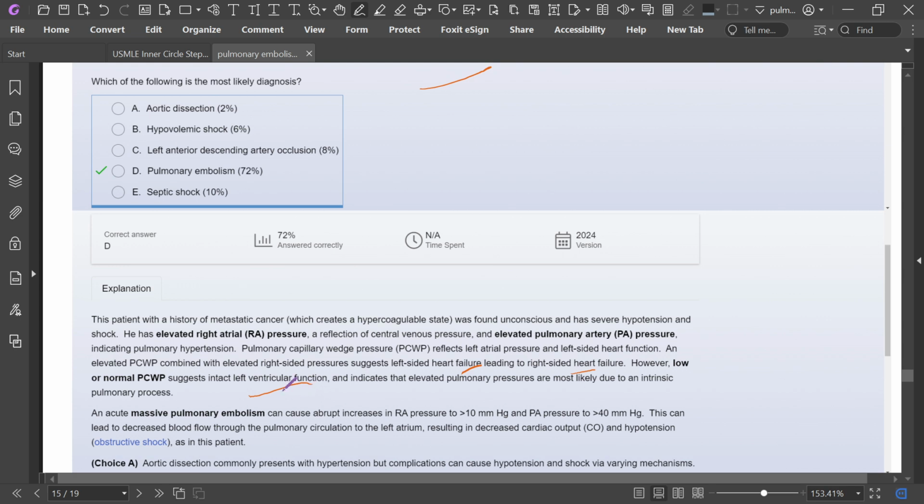indicates left ventricle low or normal PCWP suggests intact left ventricular function and indicates that pulmonary arterial pressures are more likely due to an intrinsic process, not left heart failure. As pulmonary capillary wedge pressure is normal, this right heart failure is not due to left heart failure. It is due to an intrinsic process.